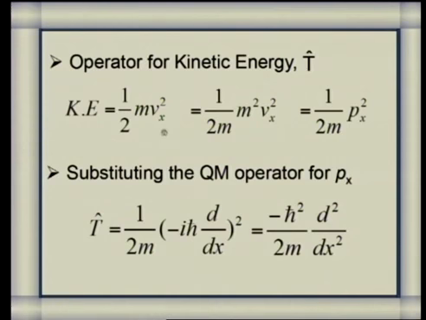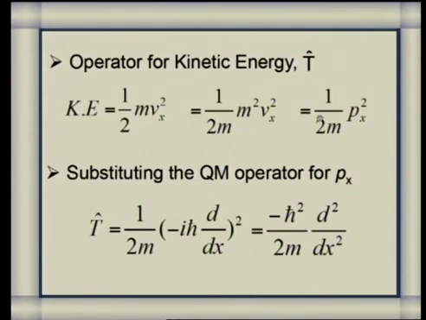Now as regards the operator for kinetic energy, we know that kinetic energy is classically half of mv squared, and since we are talking about the motion of a particle along the x dimension, we put a qualifier there, that is half m vx squared. I can simplify by multiplying and dividing by m to get 1 by 2m times m squared vx squared, and this mvx can be replaced by the momentum px. So this is the classical expression for kinetic energy.